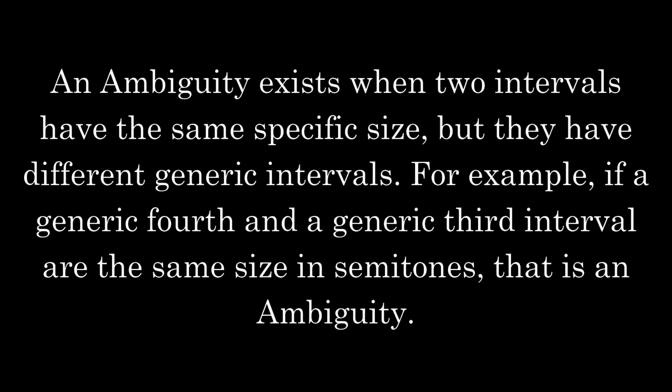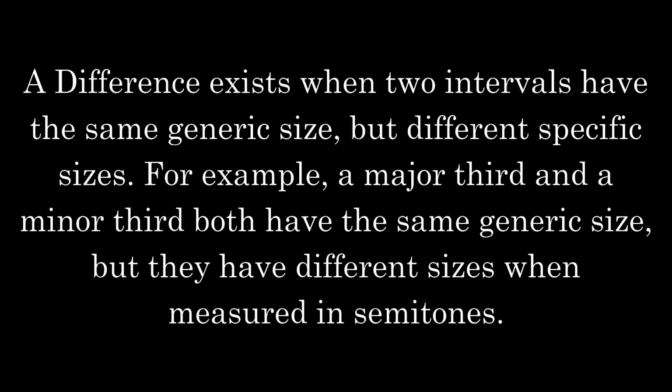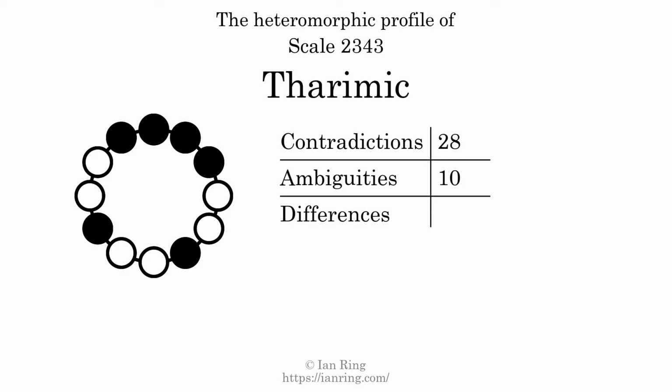An ambiguity exists when 2 intervals have the same specific size, but they have different generic intervals. For example, if a generic fourth and a generic third interval are the same size in semitones, that is an ambiguity. The number of ambiguities in this scale is 10. A difference exists when 2 intervals have the same generic size, but different specific sizes. For example, a major third and a minor third both have the same generic size, but they have different sizes when measured in semitones. The number of differences in this scale is 55.